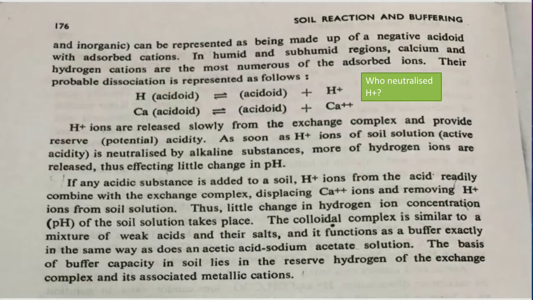Similarly, the colloidal complex, both organic and inorganic, can be represented as being made up of a negative acidoid and an adsorbed cation. So what is the colloid complex made of? A negative acidoid and a cation. The acidoid and the cation make a buffering colloidal complex, and this colloidal complex is a strong buffering agent.